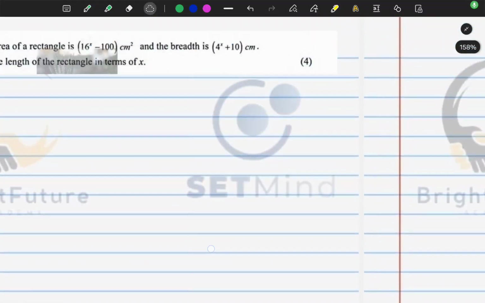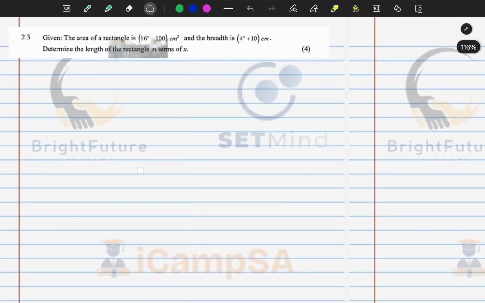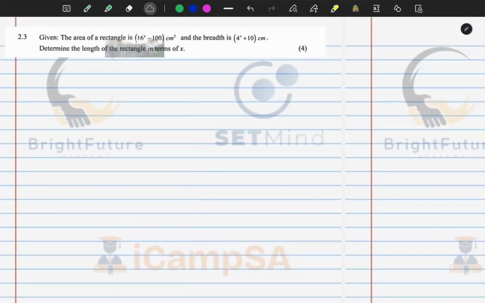Now let's look at another interesting problem. It's different because it's a word problem. Here they are saying, given the area of a rectangle is 16 raised to the power of x minus 100 centimeters squared, and the breadth is 4 raised to the power of x plus 10 centimeters. Now they are saying, determine the length of the rectangle in terms of x.